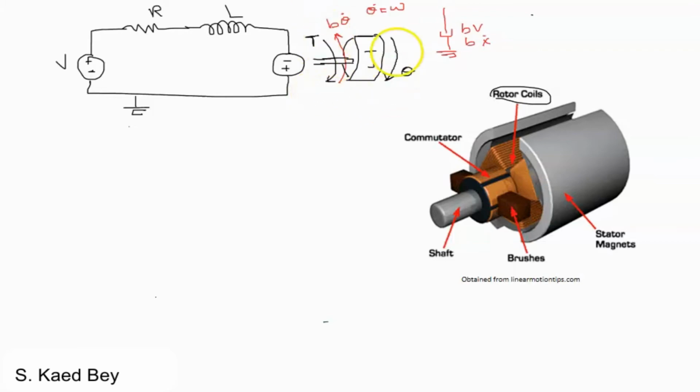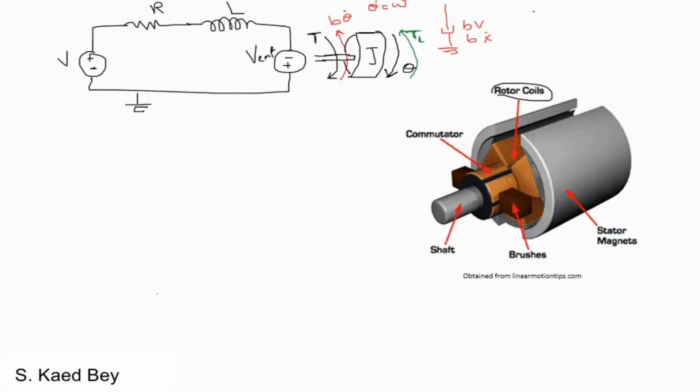Now if this motor is to be connected to an external load, then we will have another torque opposite to the input torque. We can denote this as TL to represent the load. So the electrical part can be modeled using Kirchhoff's voltage law, and the mechanical part can be modeled using Newton's second law. Oh, that's the back EMF voltage. I forgot to put this down.